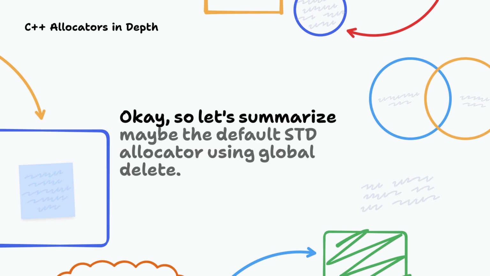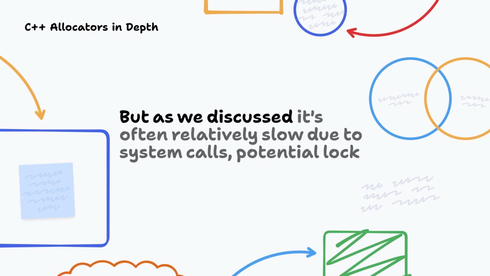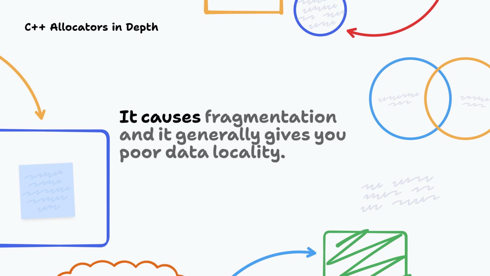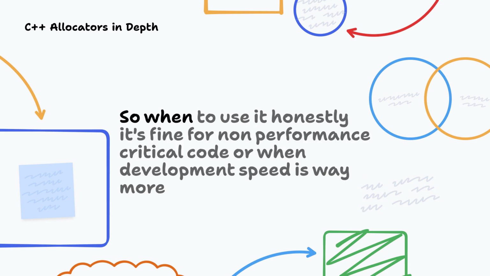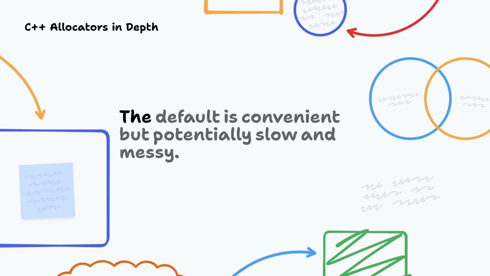Okay. So let's summarize, maybe. The default std::allocator, using global new and delete. It's the most general purpose, no constraints really. But as we discussed, it's often relatively slow due to system calls and potential lock contention in multi-threaded code. It causes fragmentation, and it generally gives you poor data locality. So when to use it? Honestly, it's fine for non-performance critical code or when development speed is way more important than runtime speed. Quick prototypes, maybe? Okay, the default is convenient but potentially slow and messy.